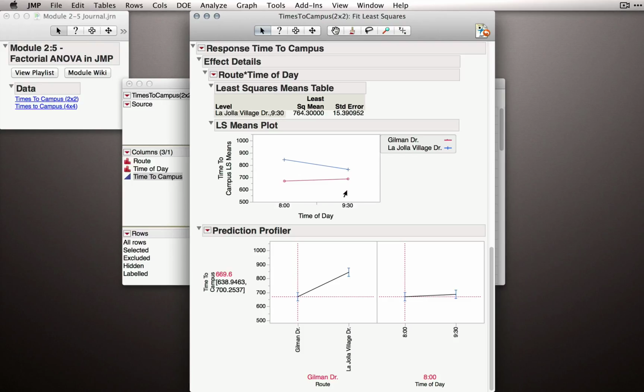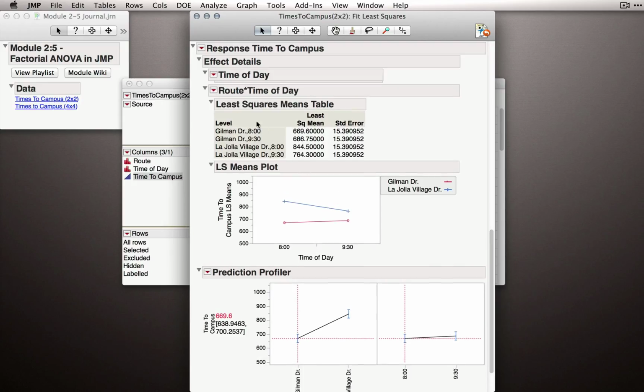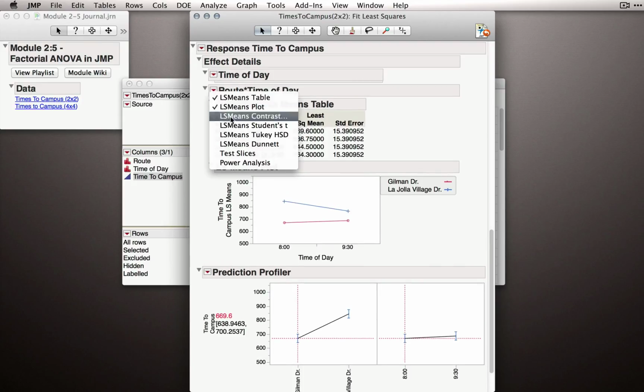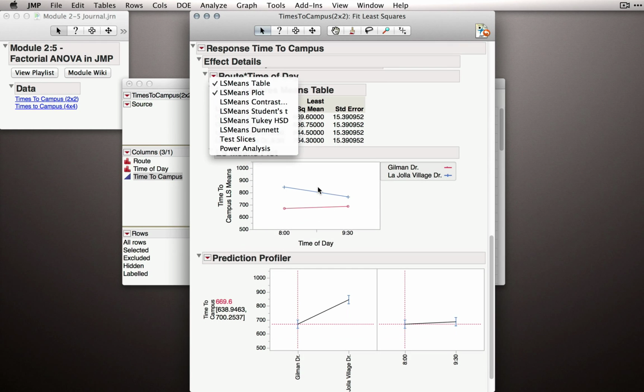These are the pairwise comparisons, and you might remember that if we look under the red triangle for any of our sources, we're given the options to do least squares means Student's t-test or least squares means Tukey's. Now each of these will produce all of those pairwise tests, each mean in this table or each mean in this plot compared against each other mean. Let's try one of these.